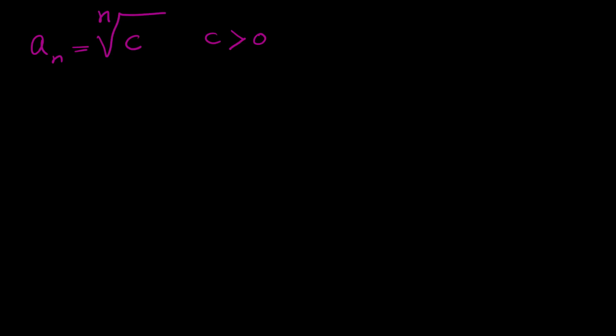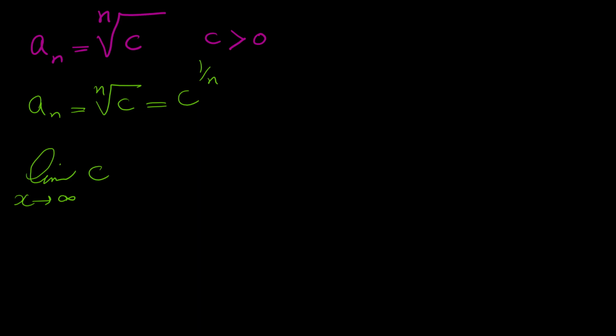Now look at this example. We are given this sequence, the nth root of a constant c. c is a constant greater than 0. For example, what is the limit of this sequence? The nth root of 2 or the nth root of 5 or the nth root of 1000. c is a constant. First, we rewrite this given sequence, instead of this form, in the form of c to the power of 1 over n. Now we rewrite this in terms of x. So we want to find the limit as x approaches infinity of c to the power of 1 over x.